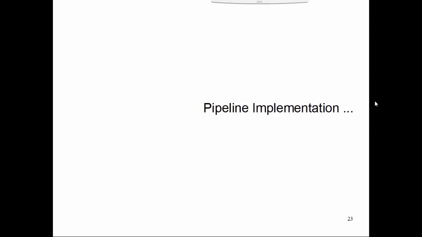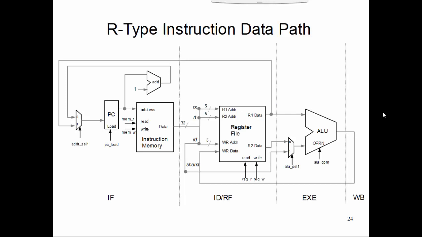Now let's talk a little bit, very little, on how we can implement a pipeline. In the easiest sense, let's review this R-type instruction data path, and we partition this data path according to the resource it uses.